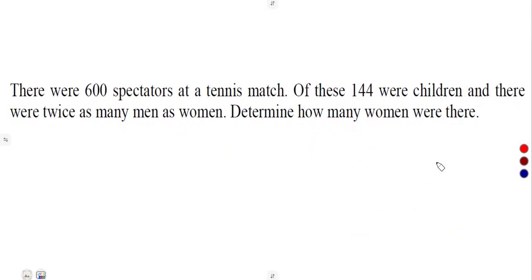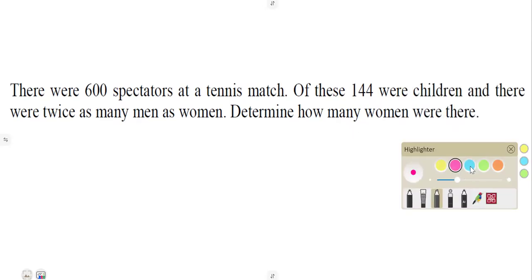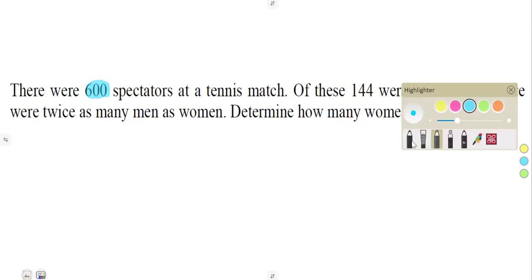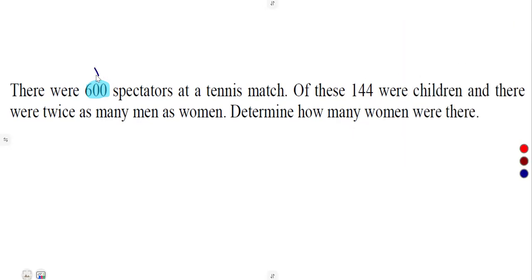The question that we are given is that there were 600 spectators at a tennis match. We have 600 as a total of what? Spectators that were at a tennis match. If we check this properly, it is representing a total of everything. All of them combined together were 600. All right, then what is happening here? They are now separating from that.